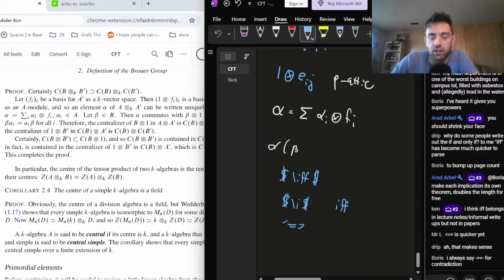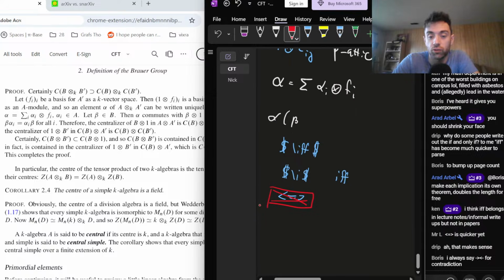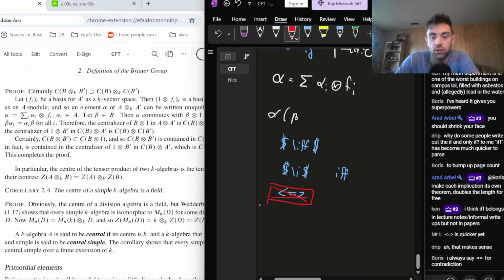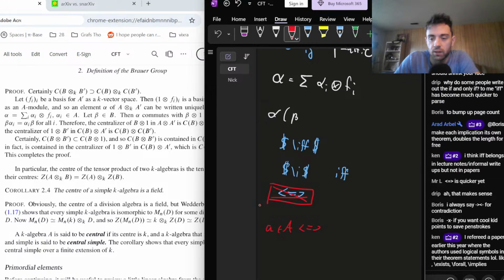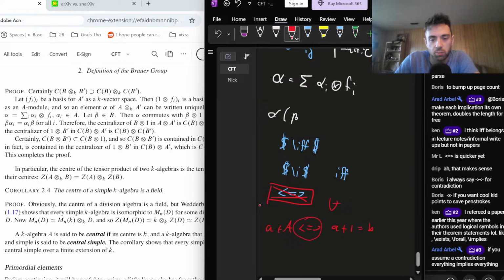But no, do not. This is a big no-no. I tell my students all the time, stop. You can have a formula, right, where you write in display mode, like A is an A if and only if A plus 1 equals B or something. But do not put symbols like this in the middle of an English sentence with words. This is bad writing.